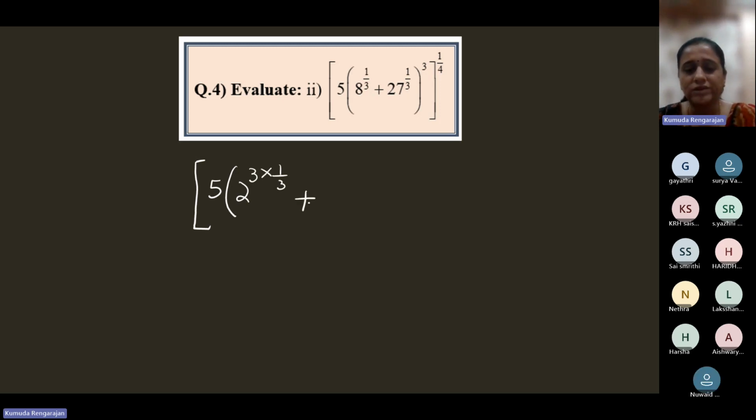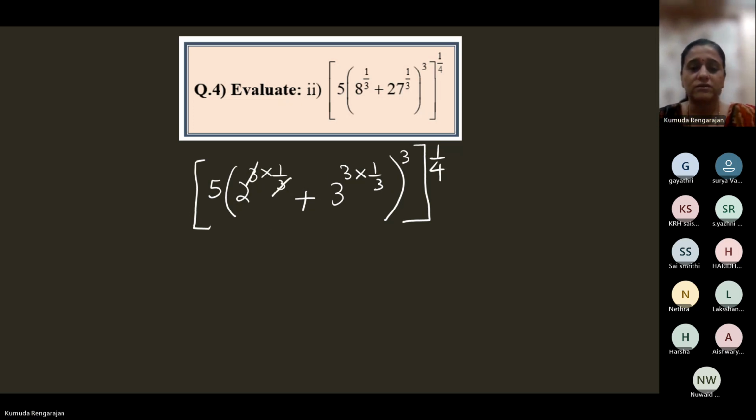Okay, do it again. Open the square bracket. Write the 5. Open the simple bracket. 8 is 2 cubed. But there's already this power 1 by 3, so multiply the powers. Plus 27 is 3 cubed. But there's already that power 1 by 3, so multiply the powers. Close the simple bracket. You can see the power 3. Write that. Close the square bracket and you can see the power 1 by 4.